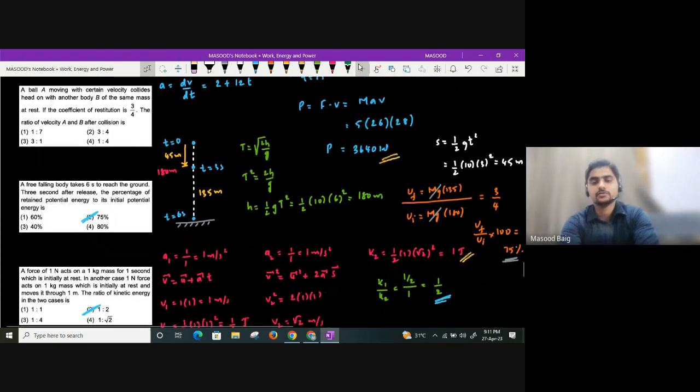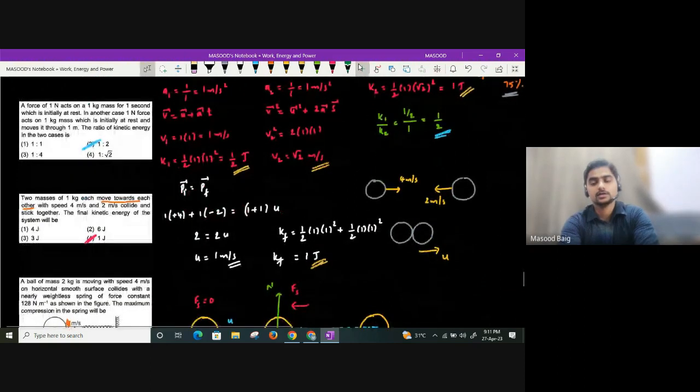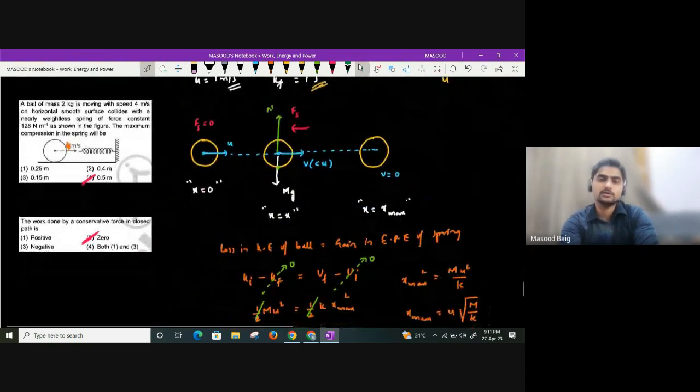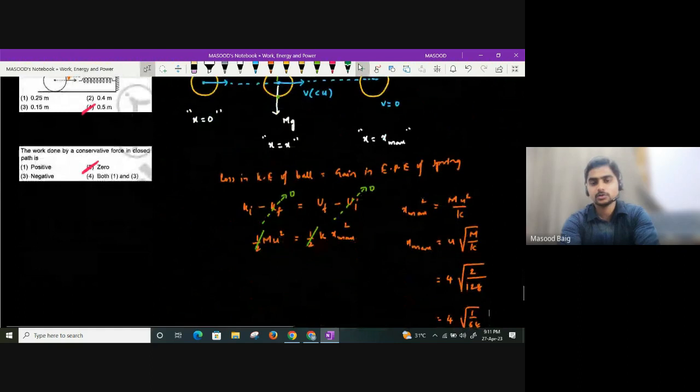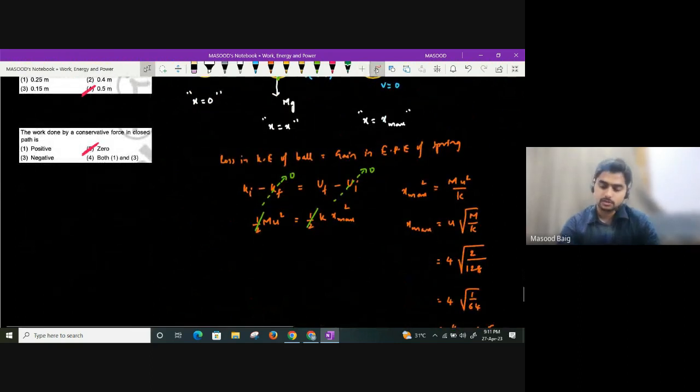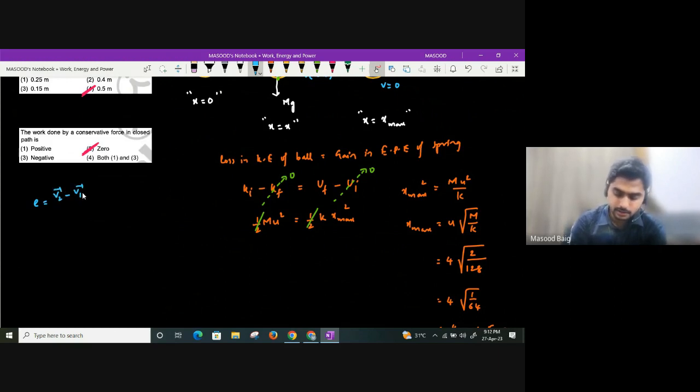As I said again, whenever any type of collision is given, we are simply going to conserve the linear momentum and write the equation for coefficient of restitution. Okay, what is coefficient of restitution? It is v2 bar minus v1 bar divided by u1 bar minus u2 bar. So what is the coefficient of restitution given? 3 by 4. Let us say it is v2. Both are moving in the same direction. This you can take as u. Initial velocity of the second object is 0, guys.